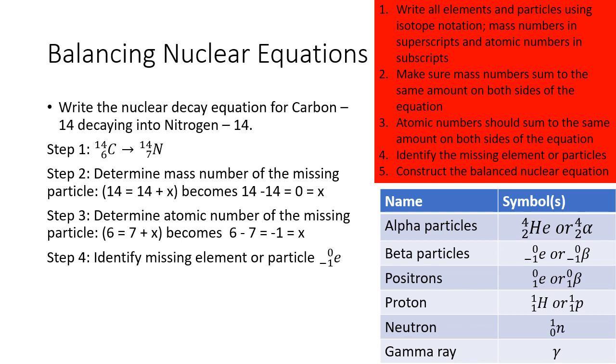And we could write it in 2 ways, but I chose to use the one where we represent it as an electron. And then I'm going to put everything together. I'm going to construct the balanced nuclear equation. So we have carbon-14 going to nitrogen-14 via a beta emission.